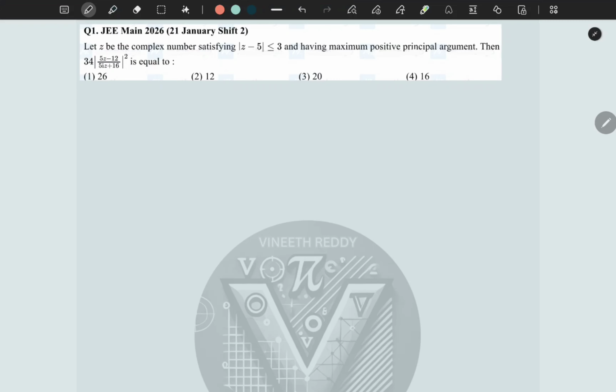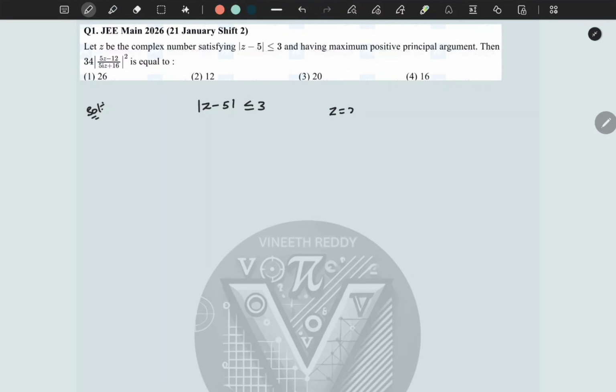The first question is: let z be the complex number satisfying mod z minus 5 is less than or equal to 3 and having maximum positive principal argument. Then, dear students, I'll give the proof for the locus of mod z minus 5 less than or equal to 3, but from the next question I'll directly write it.